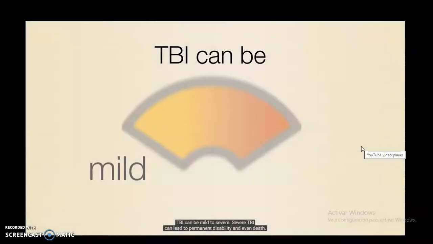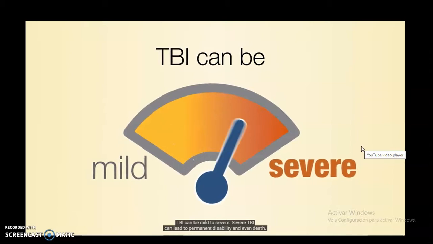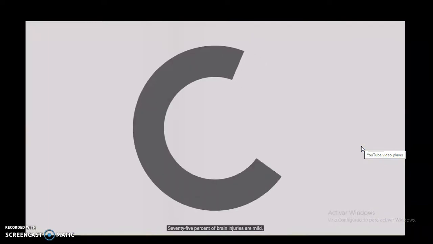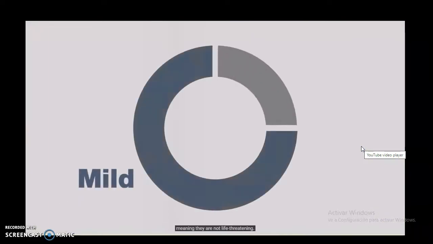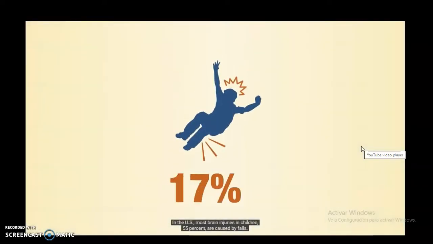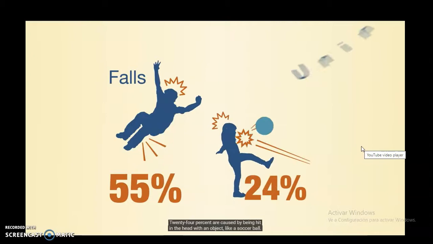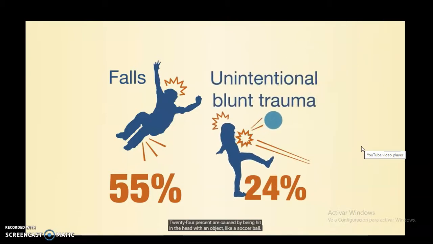TBI can be mild to severe. Severe TBI can lead to permanent disability and even death. 75% of brain injuries are mild, meaning they are not life-threatening. In the U.S., most brain injuries in children, 55%, are caused by falls. 24% are caused by being hit in the head with an object, like a soccer ball.